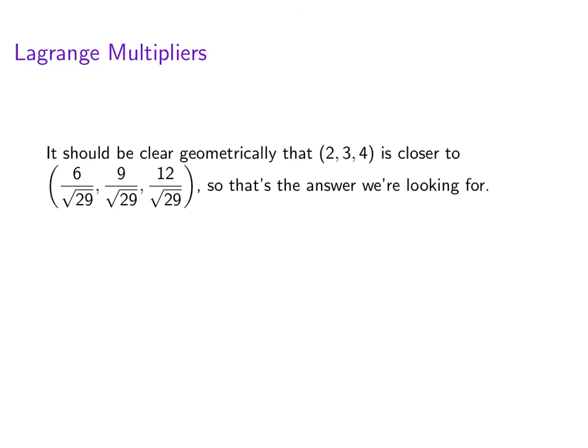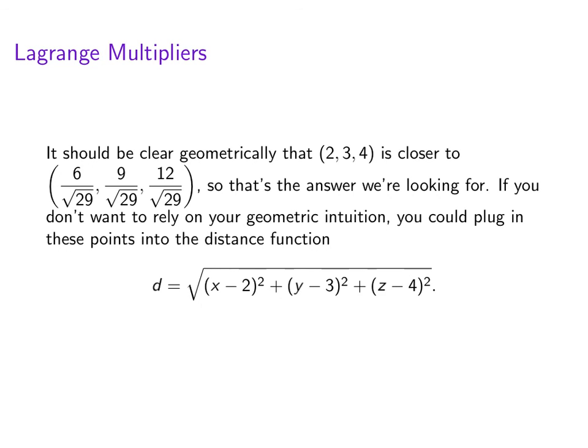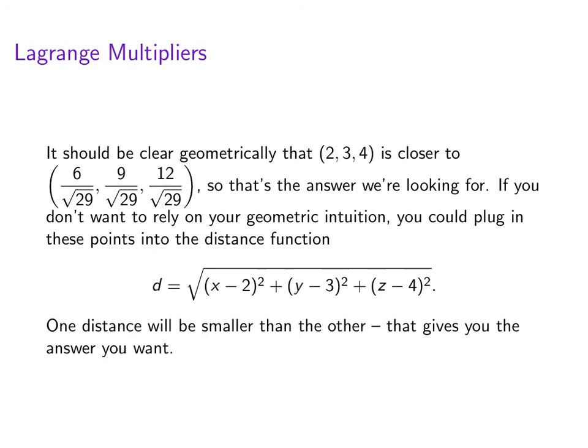Now I hope it's clear geometrically that (2, 3, 4) is closer to this point, so that's actually the answer we're looking for. Now maybe you don't want to have to rely on that kind of geometric intuition. Just plug in both of these points into this distance function. One distance will be smaller than the other, and that's the answer that you want. Okay, that's all for now.